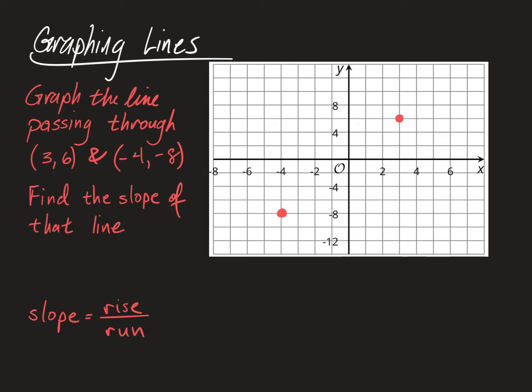And in order to graph, all we have to do then is connect these 2 points and extend a little bit past those 2 points, like this. And once you do that, make sure you put some arrows at the end of your line, because this does go on forever. That's it. That's how you graph a line if you have 2 points. Plot the points and connect them. Pretty straightforward. From there, you want to find the slope of that line.